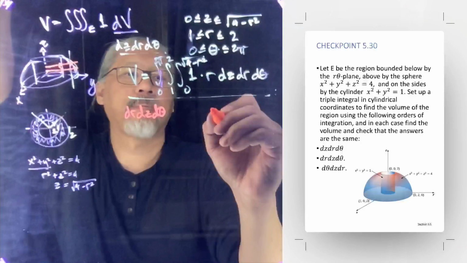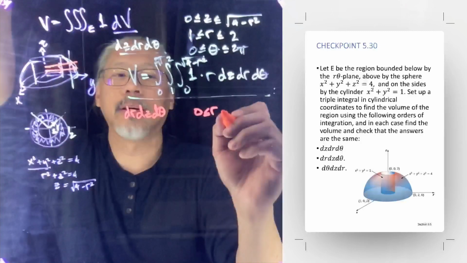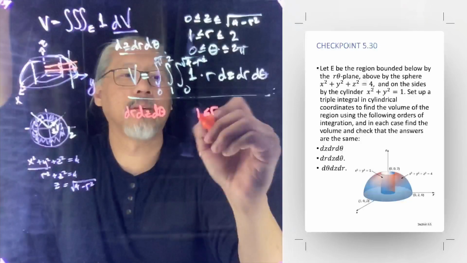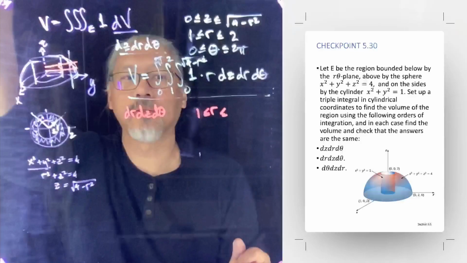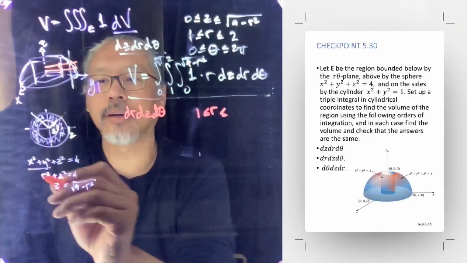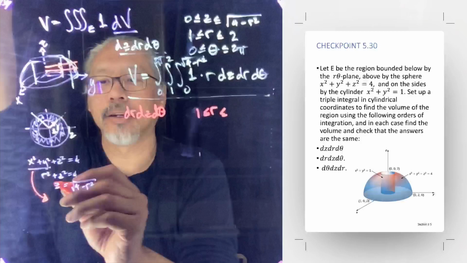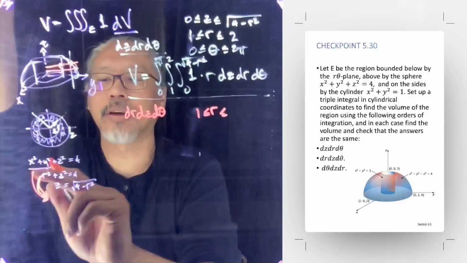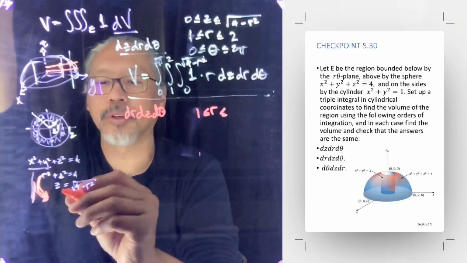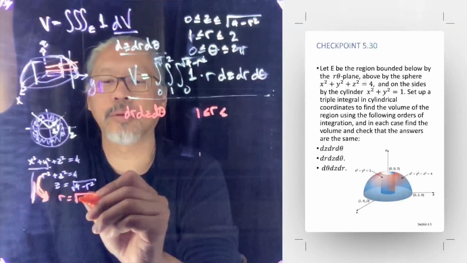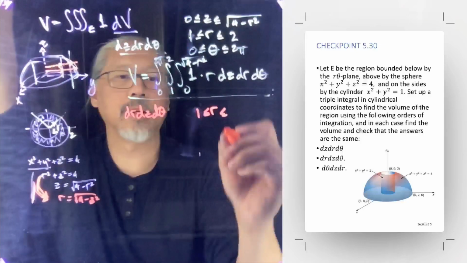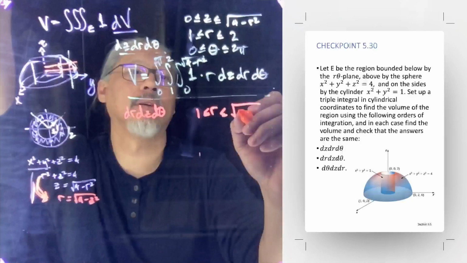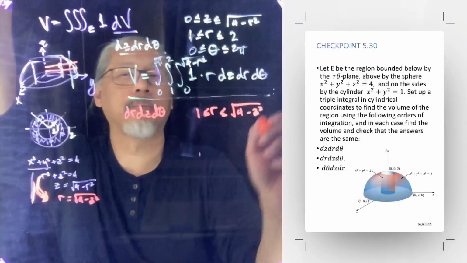So our r limits will go from 1, that's the inner cylinder, to this part of the sphere. In this case, we want to solve for r out of the sphere. Instead of solving for z here, we'd solve for r, which will give us the same thing. R is equal to the square root of 4 minus z squared. So that's going to be the upper, or in this case, the outer limit.